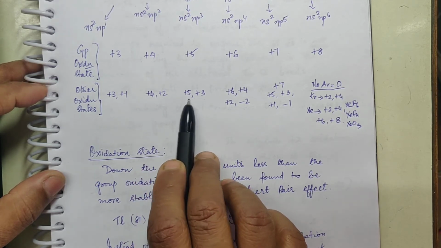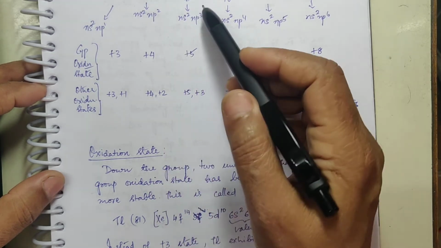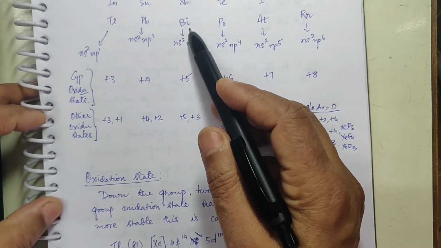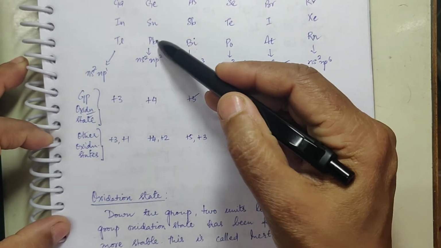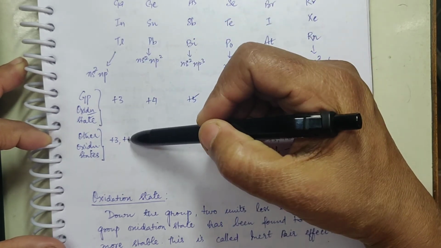Again here, +5 and +3. So +3 is more stable down the group. Down the group, +3 is more stable. Down the group, +2 is more stable. Down the group, +1 is more stable.